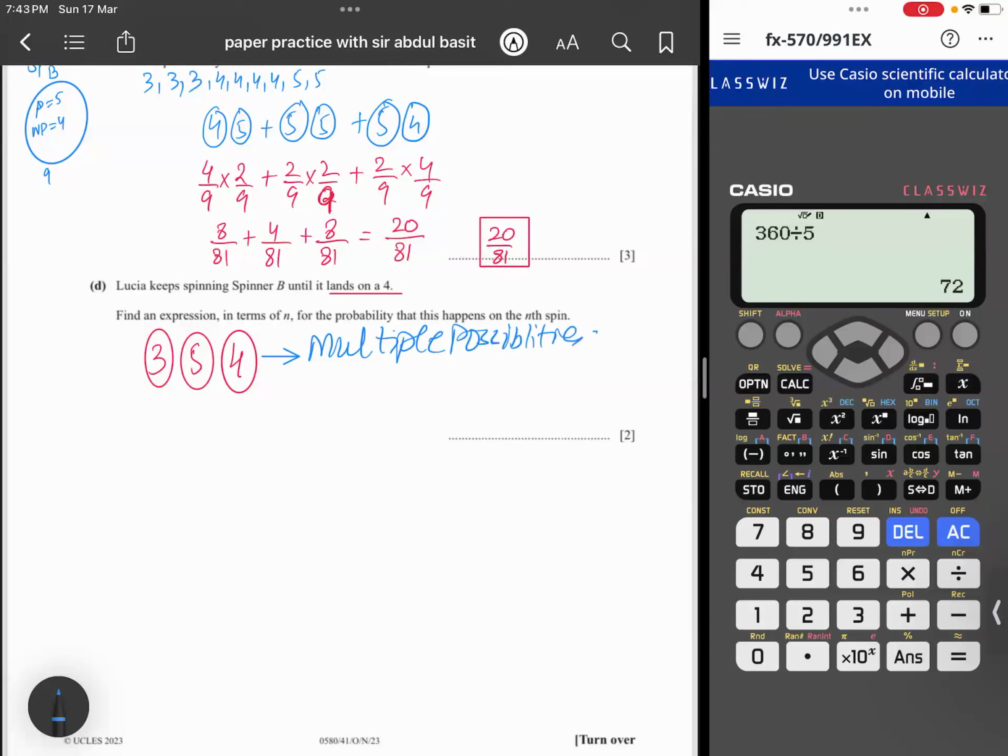Okay, for example, let me write here not 4, not 4. So the probability for not 4 is how much? Not 4 is 5 out of 9. Yes or no? Yes, sir. And the probability of 4 is what? The probability of 4 would be 4 out of 9. Yes or no?